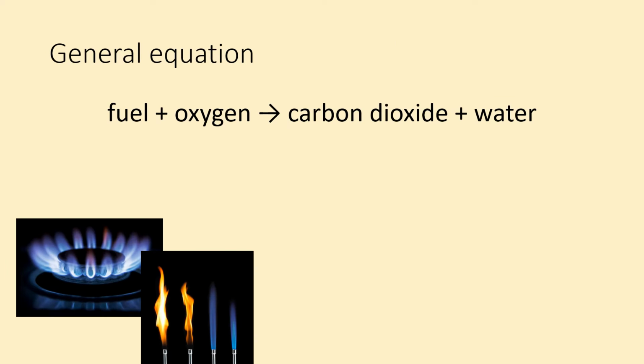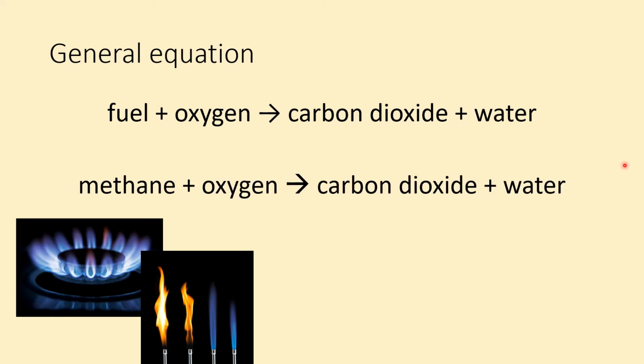Alright, so the general equation for burning or combustion is this. It's fuel plus oxygen, arrow, carbon dioxide plus water. I can give you a specific example of that, and it's methane. So methane is the gas that comes out of your cooker at home if you've got a gas cooker, and out of the gas taps at school. So whenever you're lighting a Bunsen burner, you are burning methane in oxygen and producing carbon dioxide and water.